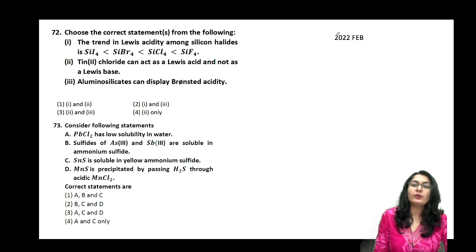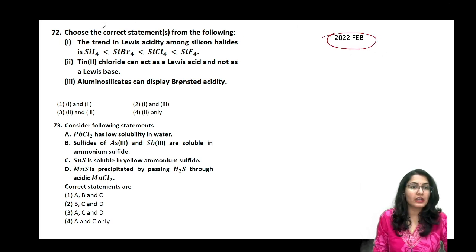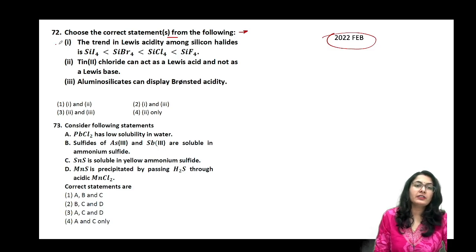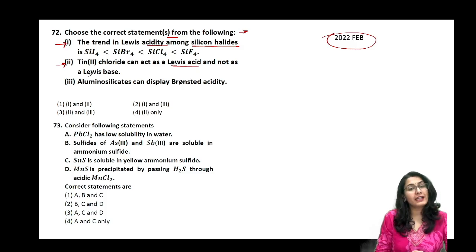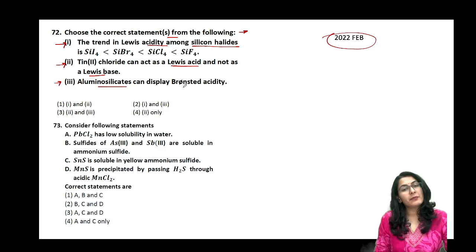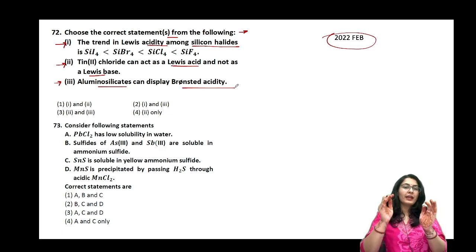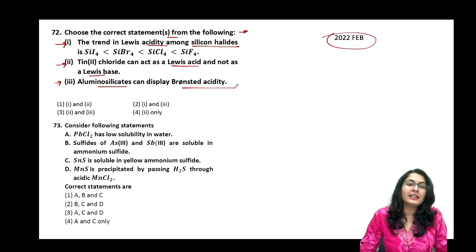Next, 2022 examination, February. Choose the correct statements from the following. One: the trend in Lewis acidity among silicon halides. Two: tin(II) chloride can act as a Lewis acid and not as a Lewis base. Three: aluminosilicates can display Bronsted acidity. So everything about group 13 and 14, mostly 14. Chalo, do this.